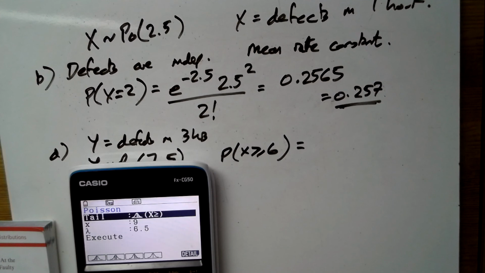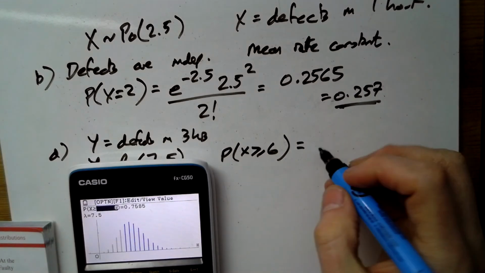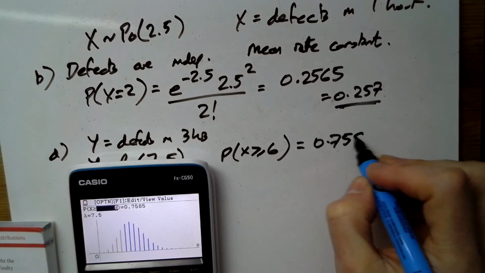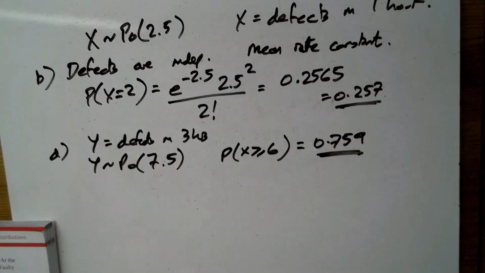I'm doing the Poisson, I'm doing a greater than or equal to 6 with a mean of 7.5. That's what I'm doing, isn't it? That's giving me 0.759, 3 figures.